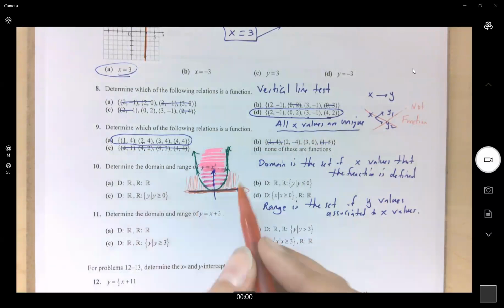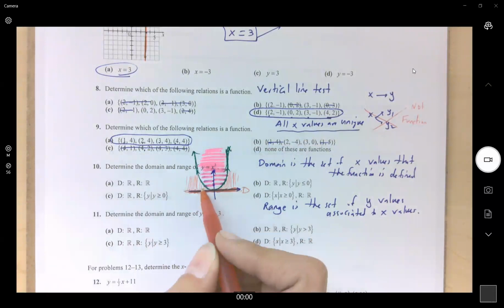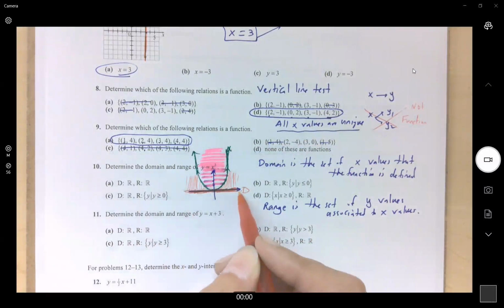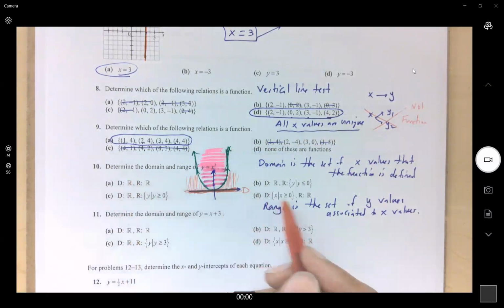So on the x-axis, you see all real numbers are taken. This is my domain. Domain is R. Okay, so here the domain is R, the domain is R, the domain is R. It says the domain is x greater than or equal to 0. This is definitely not the answer, so I'm going to just cross this off.